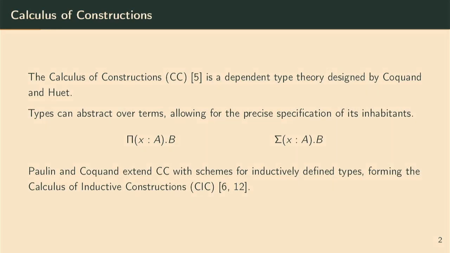So as the name of our work might suggest, we are heavily inspired by the calculus of constructions. And the calculus of constructions is a dependent type theory designed by Coquand and Huet. Types can abstract over terms, allowing for precise specification of its inhabitants. Here we have two of the most famous examples of that. We have the pi type, basically saying for all x of type A, there is something of type B. The sigma type says that there exists some x of type A, such that there is something of type B. Paulin and Coquand extended the calculus of constructions with schemes for inductively defined types, forming the calculus of inductive constructions, which I will refer to as CIC.